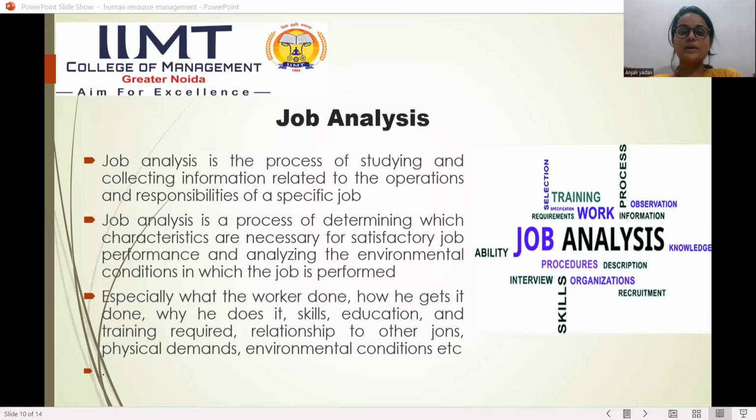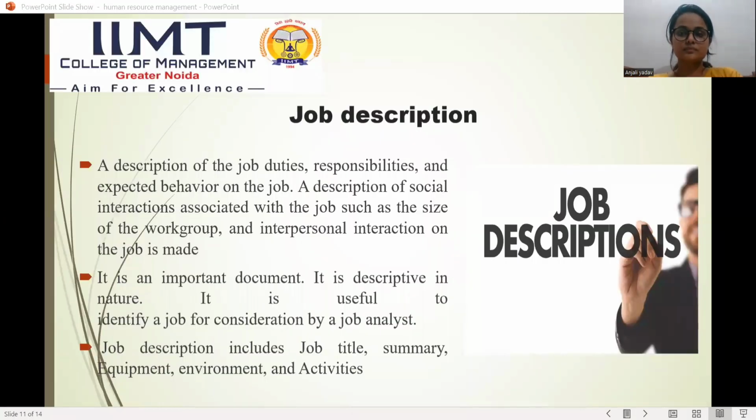So there are three components of job analysis: job description, job specification, and job evaluation. Job description. Job description is an important document which is descriptive in nature. Job description refers to the written information or documentation that states the duties, tasks, responsibilities, and qualification of a job based on the finding of a job analysis.